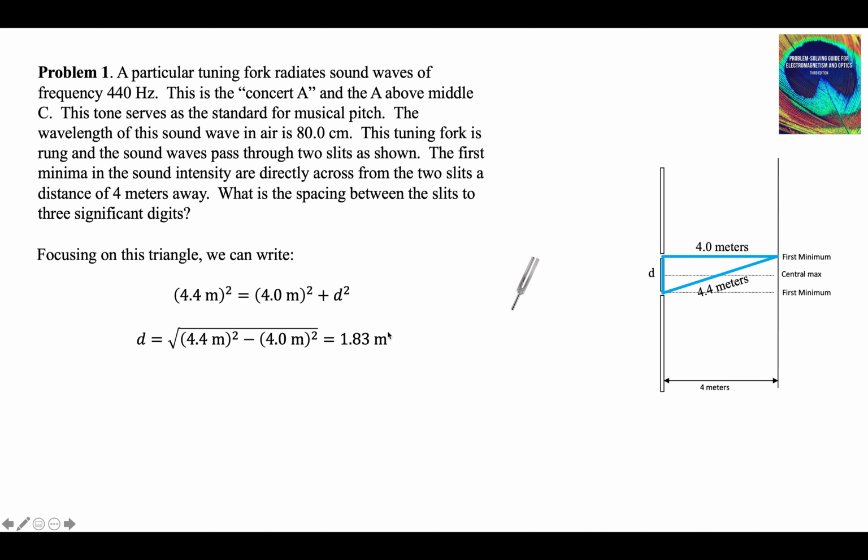We get 1.83 meters. And that's the answer to the question. The distance between the slits is 1.83 meters. That's Problem 1.